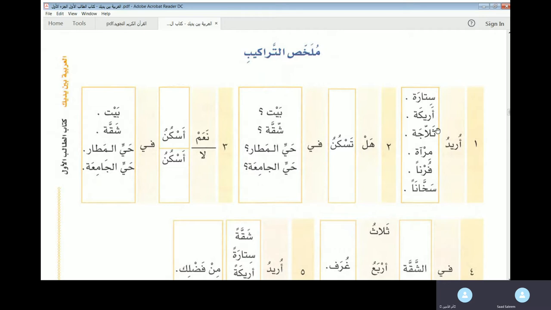Uridu thalaja. Is that I want a refrigerator? Refrigerator, correct. Okay. Uridu mirror. I want a mirror. Uridu forna. I want a microwave.